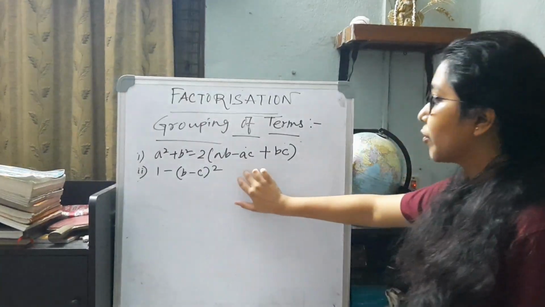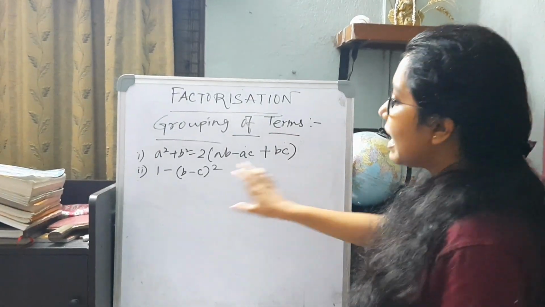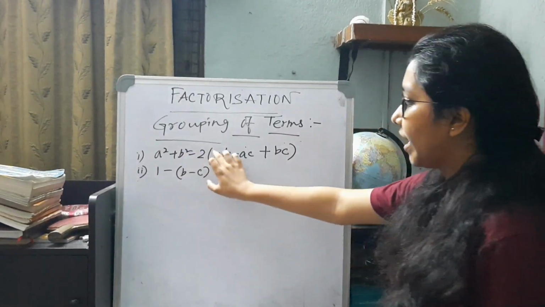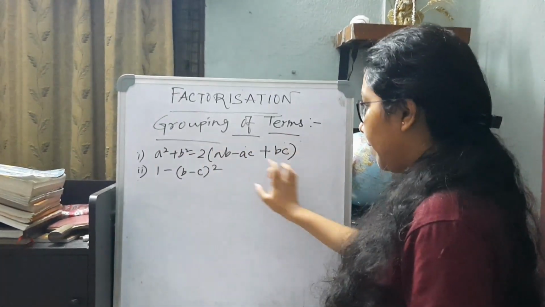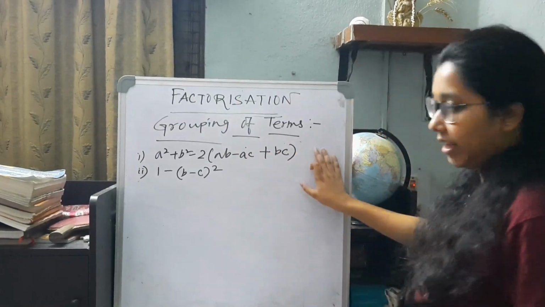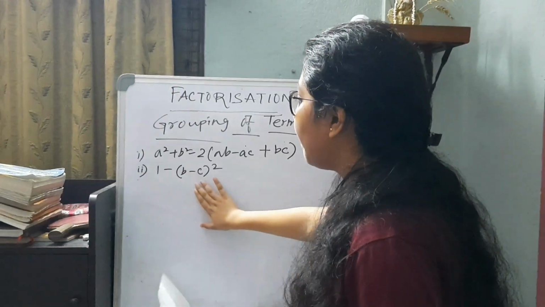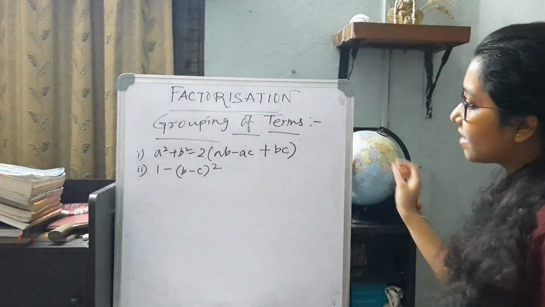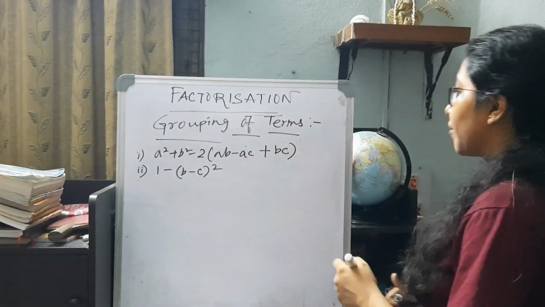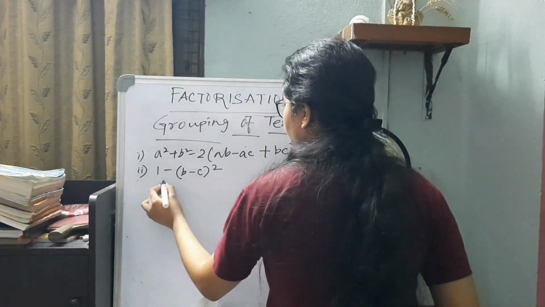As you can see the two questions here, the first one is a square plus b square minus 2 into, in bracket, ab minus ac plus bc, and in the second question it is 1 minus of b minus c whole square. So the given task is to factorize them. You can do it on your own and then follow along with me.